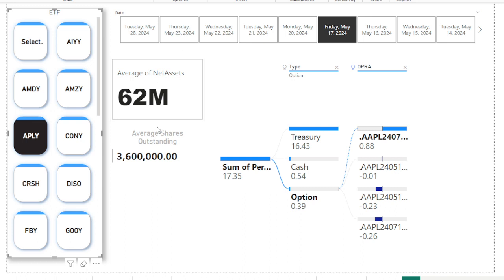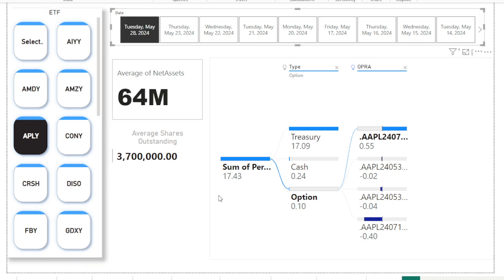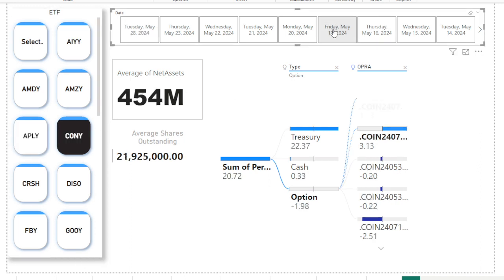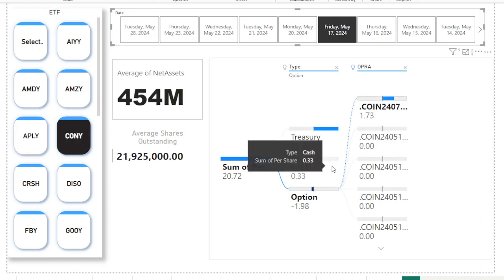Then APLY: 62 million on average, and share price 17.35. The option collected from last week was a 39 cent debit. Let's see what we have for the new week. Okay, a slight increase, and the options went to a 10 cent debit. Nothing too crazy here. And let's take a look at CONY over here. So 454 million on average.